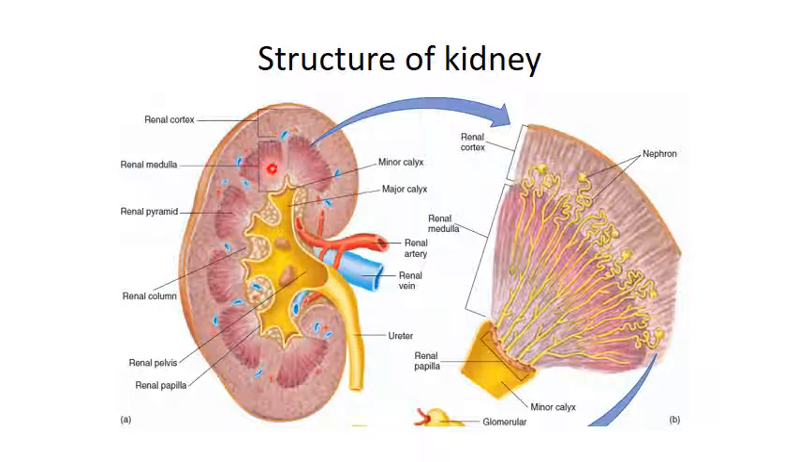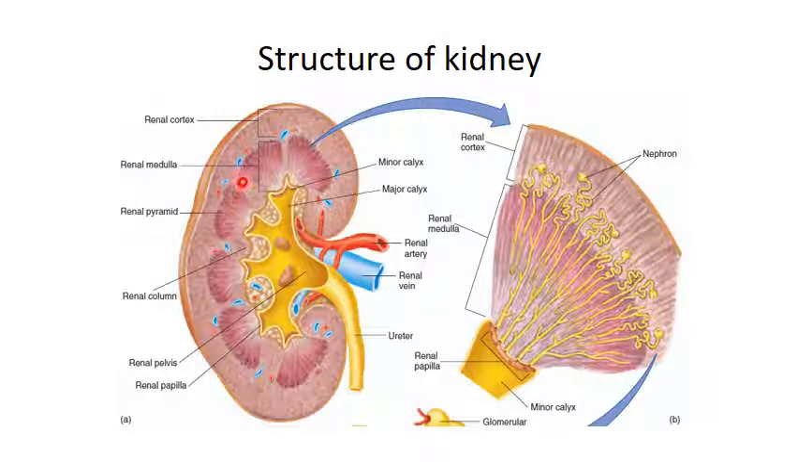Renal medulla is lying inner to the renal cortex and it is divided in 8 to 15 triangular structures that are called as renal pyramids. Renal pyramids are having striated appearance. The striated appearance of renal pyramids is because of the parallel running renal tubules.